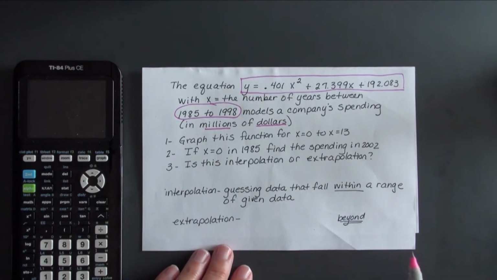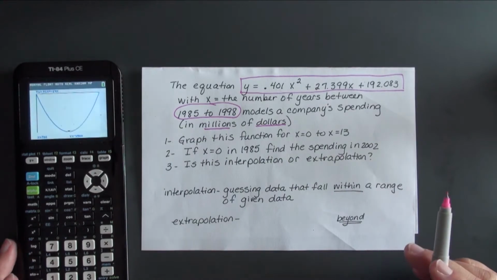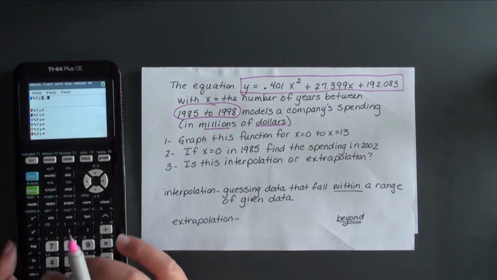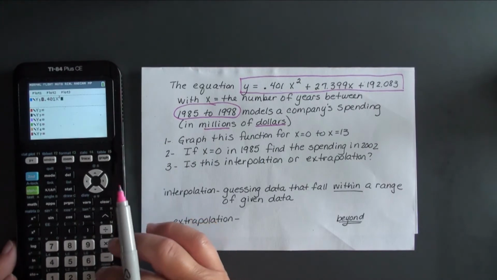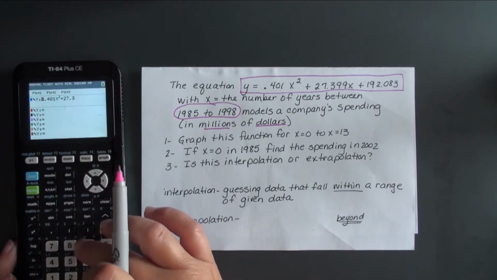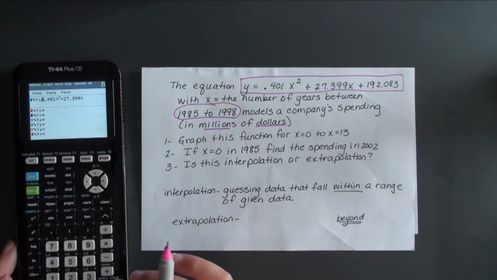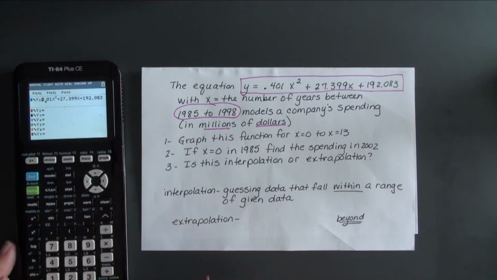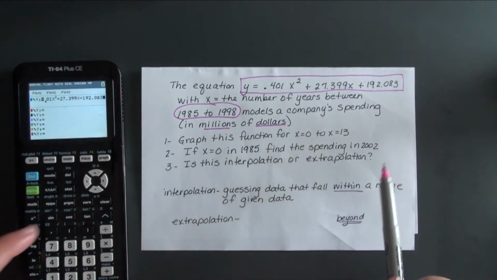We are supposed to graph this function for x equals 0 to x equals 13. So I'm going to go into my y equals, and I'm going to type in the equation. You can do that at the same time. Okay, so I'm just going to double check and make sure that my numbers are in there correctly.